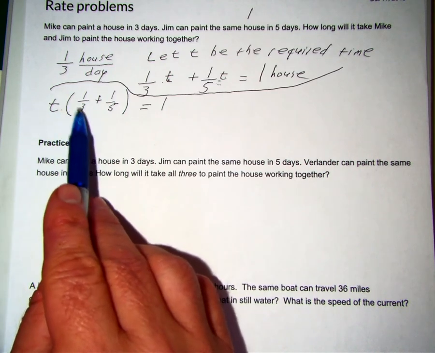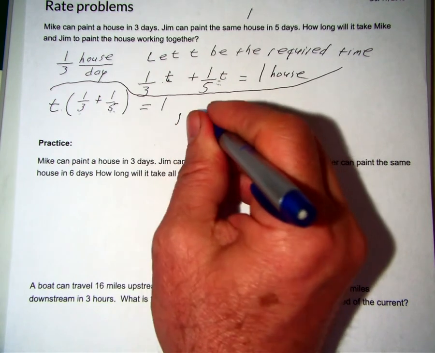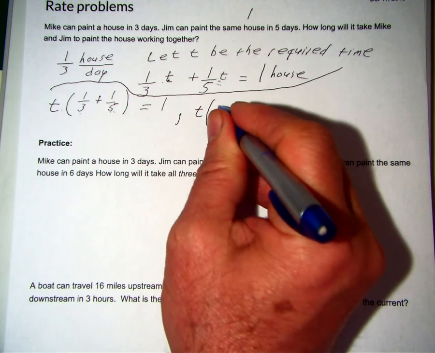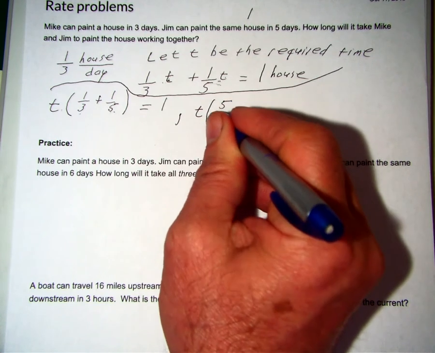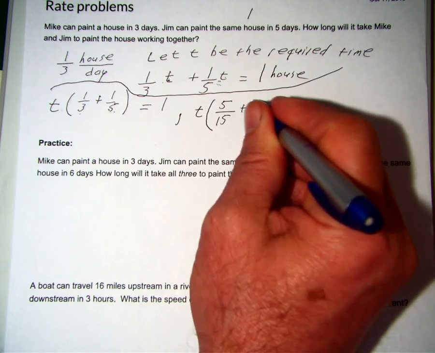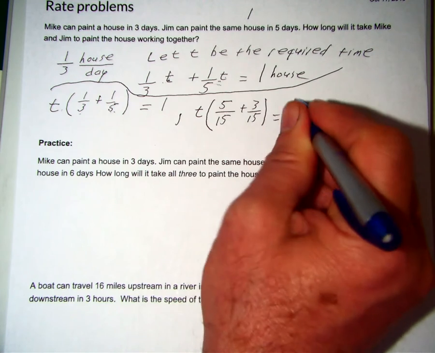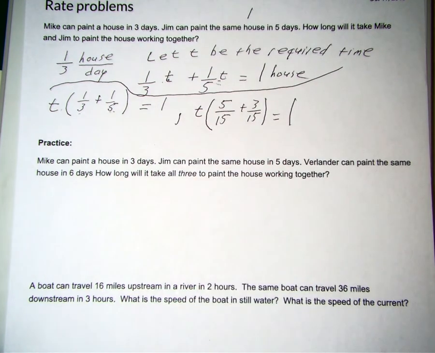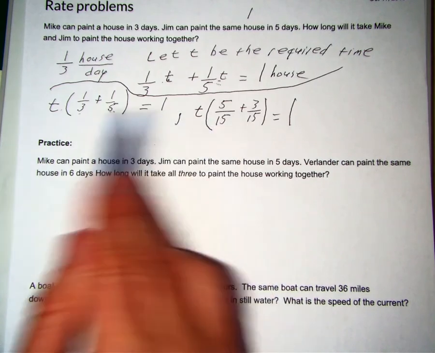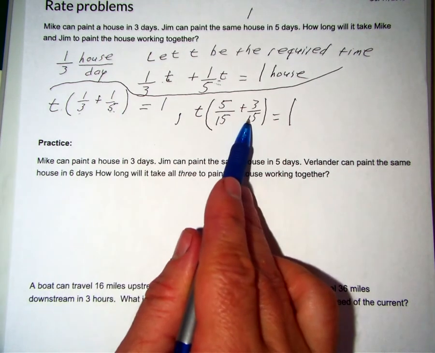That means we have to be able to add 2 fractions. Well, right over here, you can write this as T times (5/15 plus 3/15) equals 1. Where am I getting 15, folks? That's the common denominator here. 3 and 5 have a common denominator of 15. You can write 1/3 as 5/15. You can write 1/5 as 3/15, right?